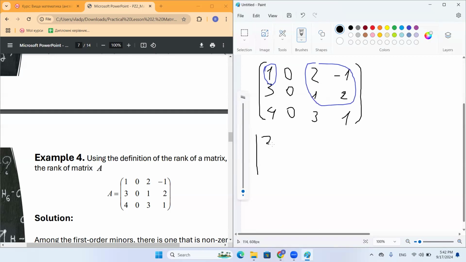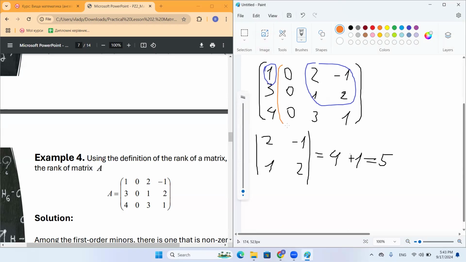Then we choose 2, -1, 1, 2. If it's not equal to 0, so the rank is at least second. And it equals 4 plus 1, so 5. Yeah, and what about the third order? It's equal to 0. Why? Because all in a column is 0.